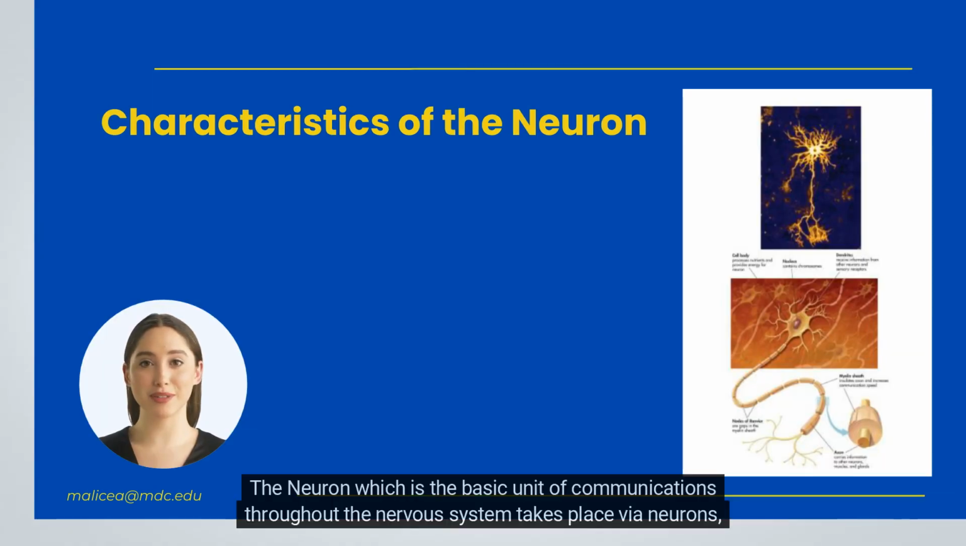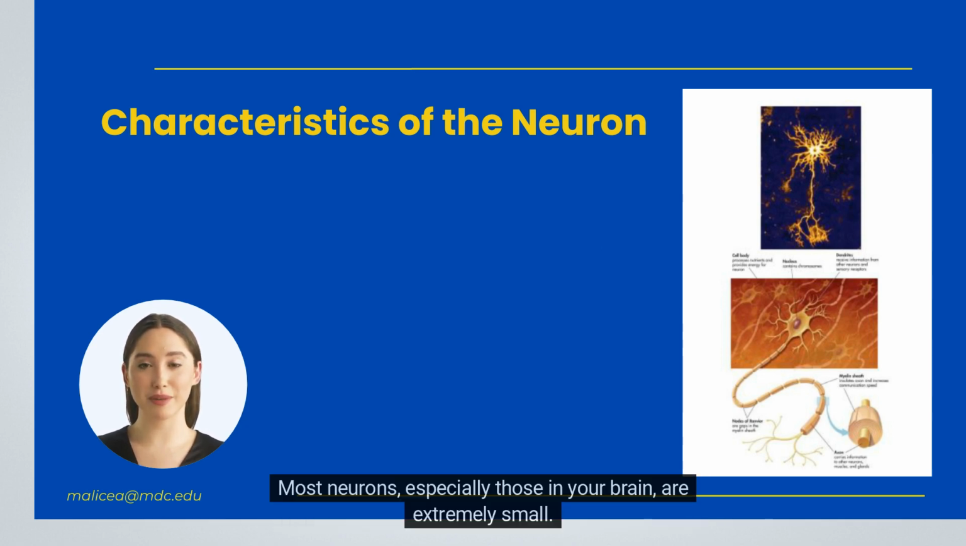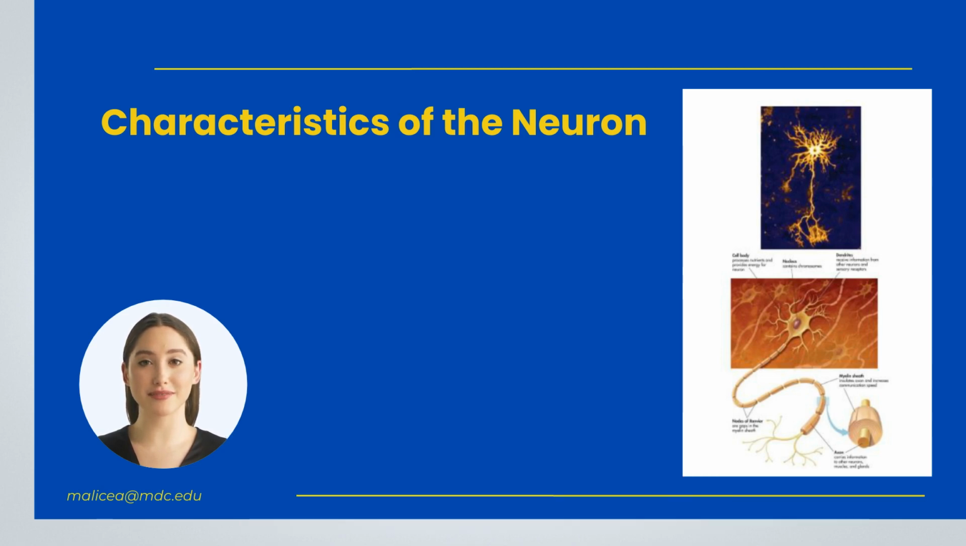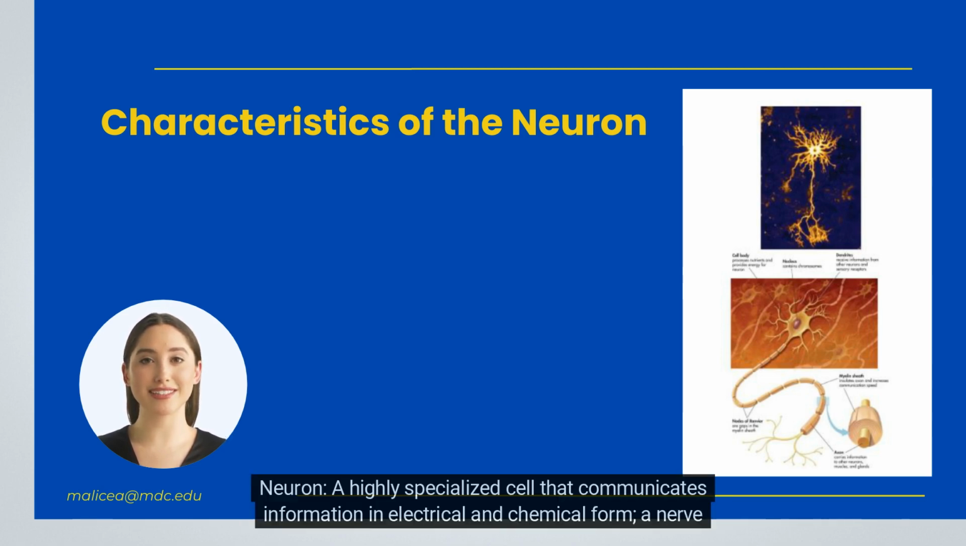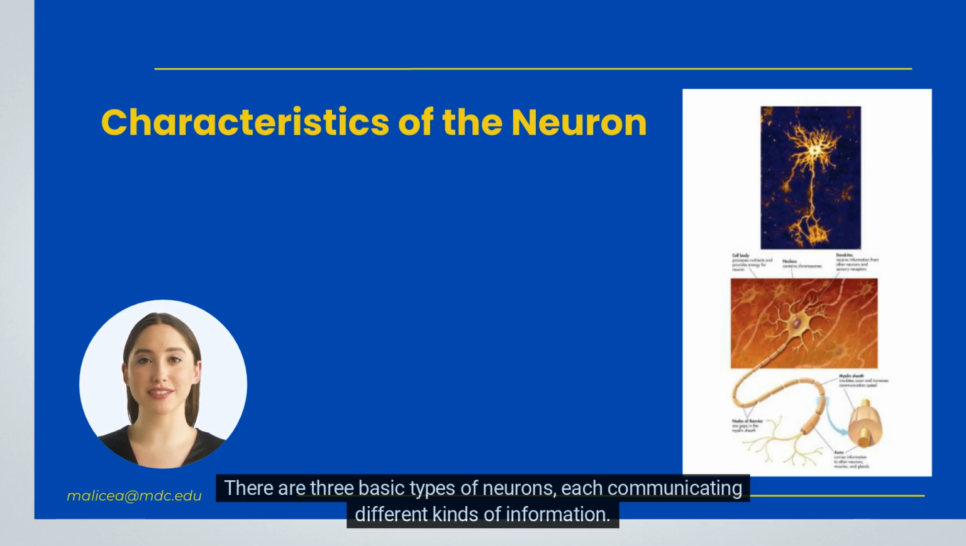The neuron is the basic unit of communication throughout the nervous system. Communication takes place via neurons, cells that are highly specialized to receive and transmit information from one part of the body to another. Most neurons, especially those in your brain, are extremely small. It is important to recognize that neurons vary greatly in size and shape, reflecting their specialized functions. Neuron: a highly specialized cell that communicates information in electrical and chemical form. A nerve cell. There are three basic types of neurons, each communicating different kinds of information.